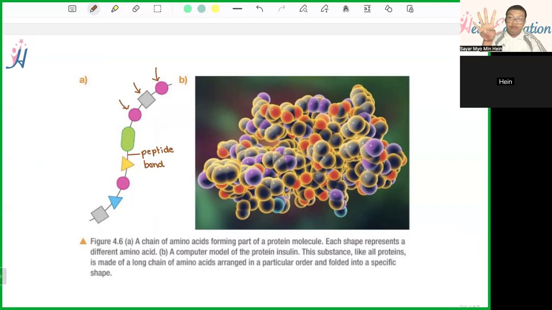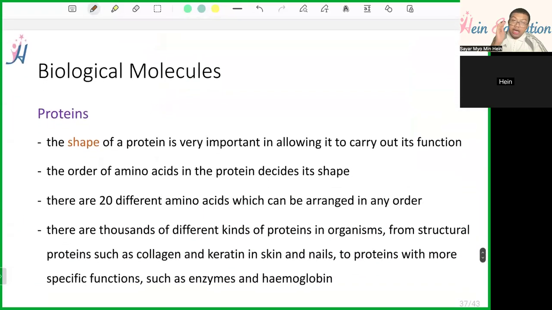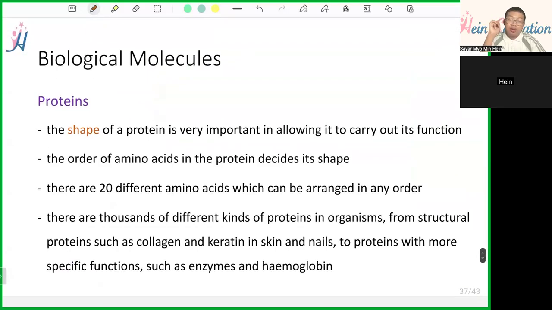So proteins have four different structures: primary structure, secondary structure, tertiary structure, and quaternary structure. The shape of a protein is very important in allowing it to carry out its function. If you remember from the enzyme chapter, all enzymes are made up of protein, but not all proteins are enzymes. The shape of a protein is really important for carrying out its function in the body. The order of amino acids in the protein decides its shape.